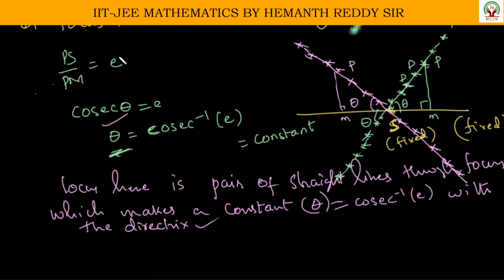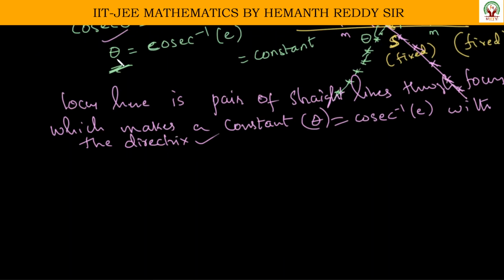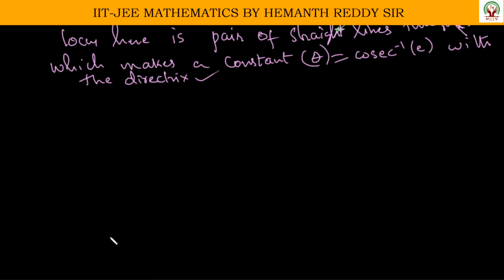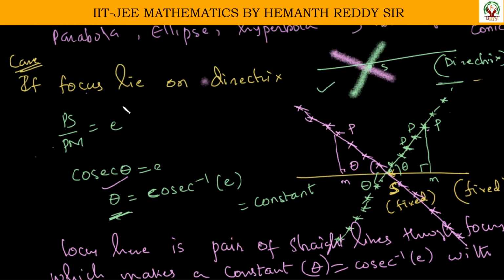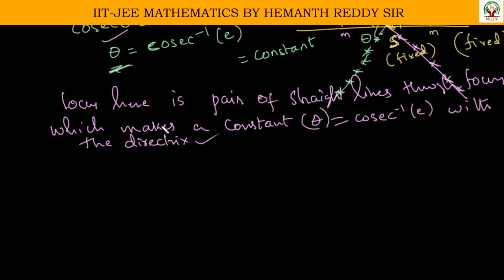Okay, next. I hope this is clear. So this is one part. The focus lies on the directrix, so the locus is a pair of straight lines in that case. Next, I'll talk about the non-degenerate conic.